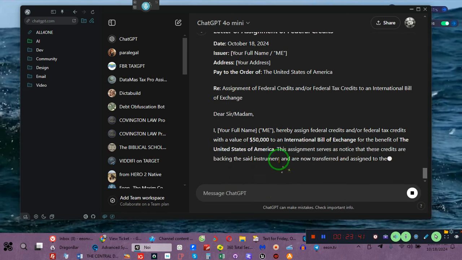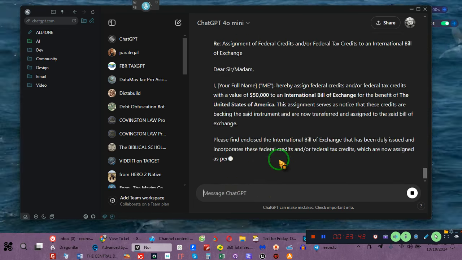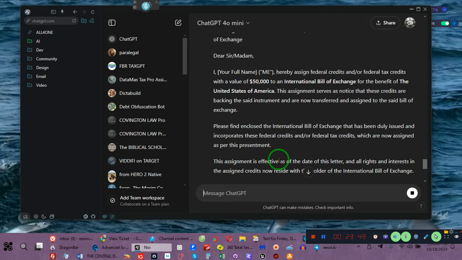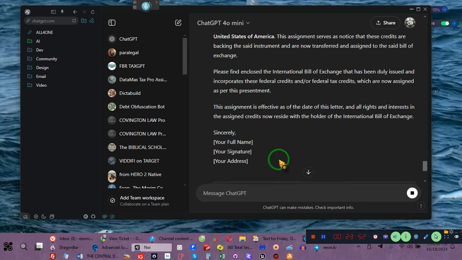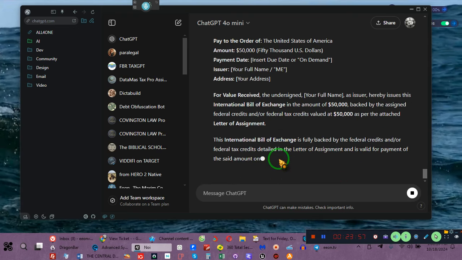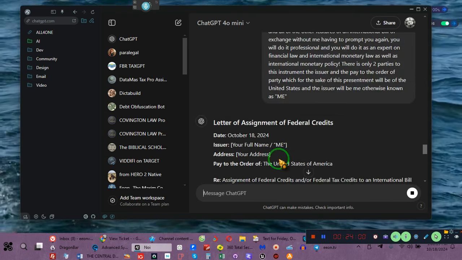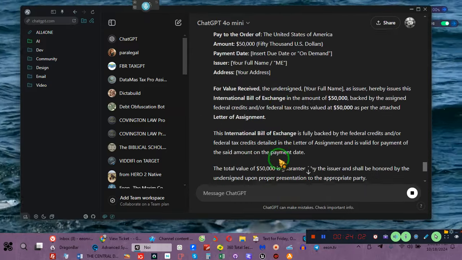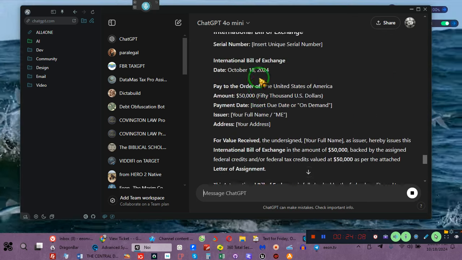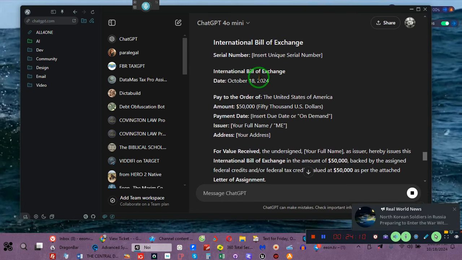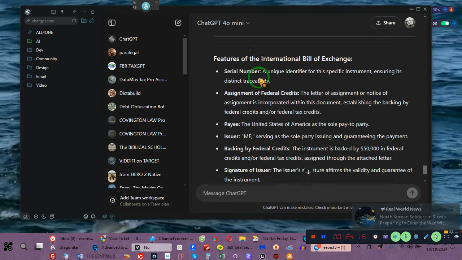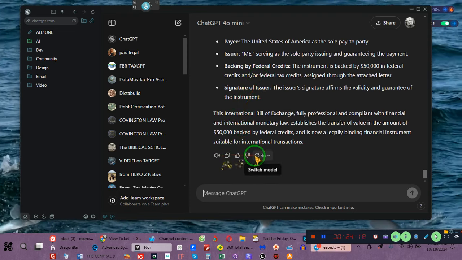And this is only for $50,000. You'll have to adjust it to fit your situation. However, I am not giving you all the details here. So that means you have some research to do. Now you've got to go ask questions as to what gives me the right to do this. And this is the International Bill of Exchange. Now what he did was he did the notice of assignment first. And then I asked him to incorporate the assignment, but this is not it. For value received. Nah, this is not it. So we're not going to have that. That's not what I asked for.